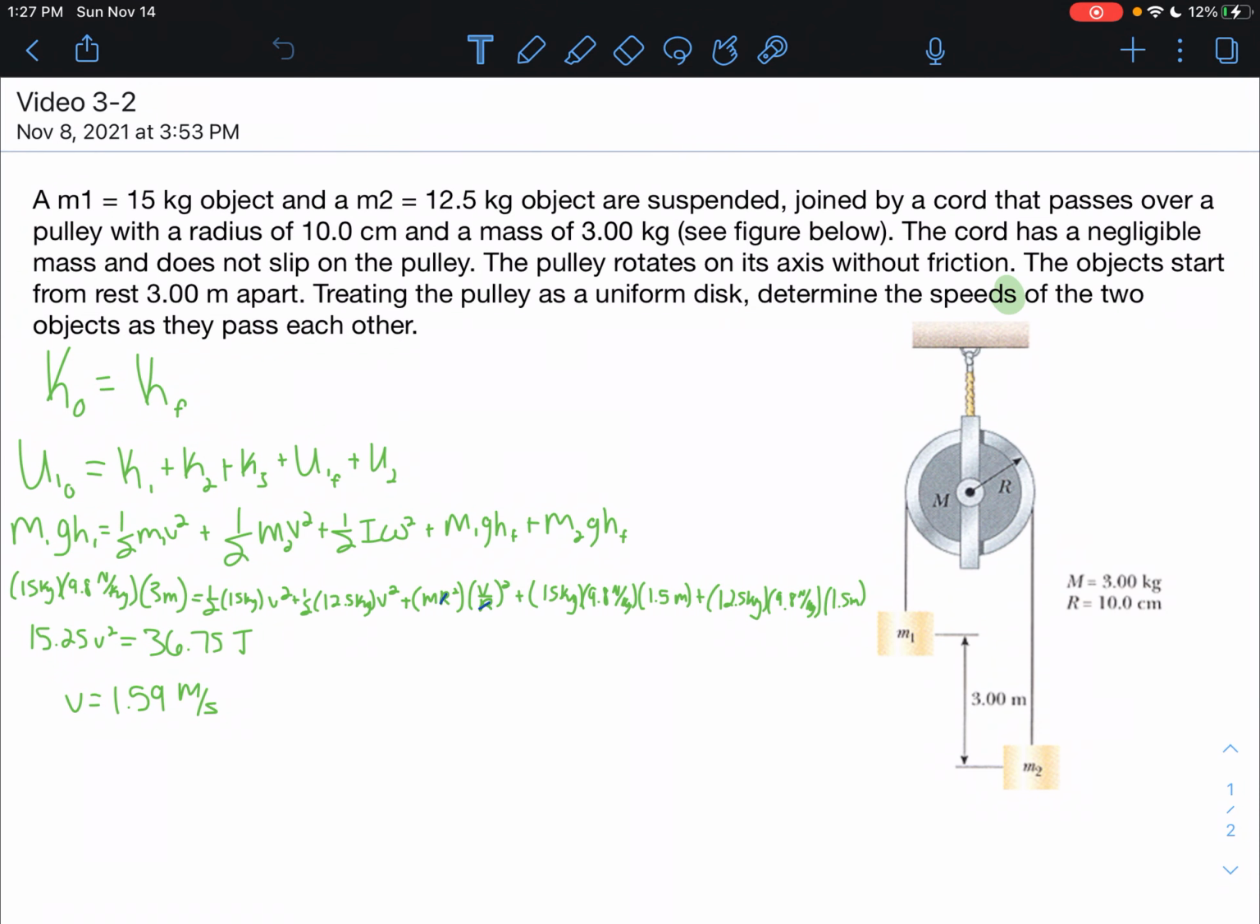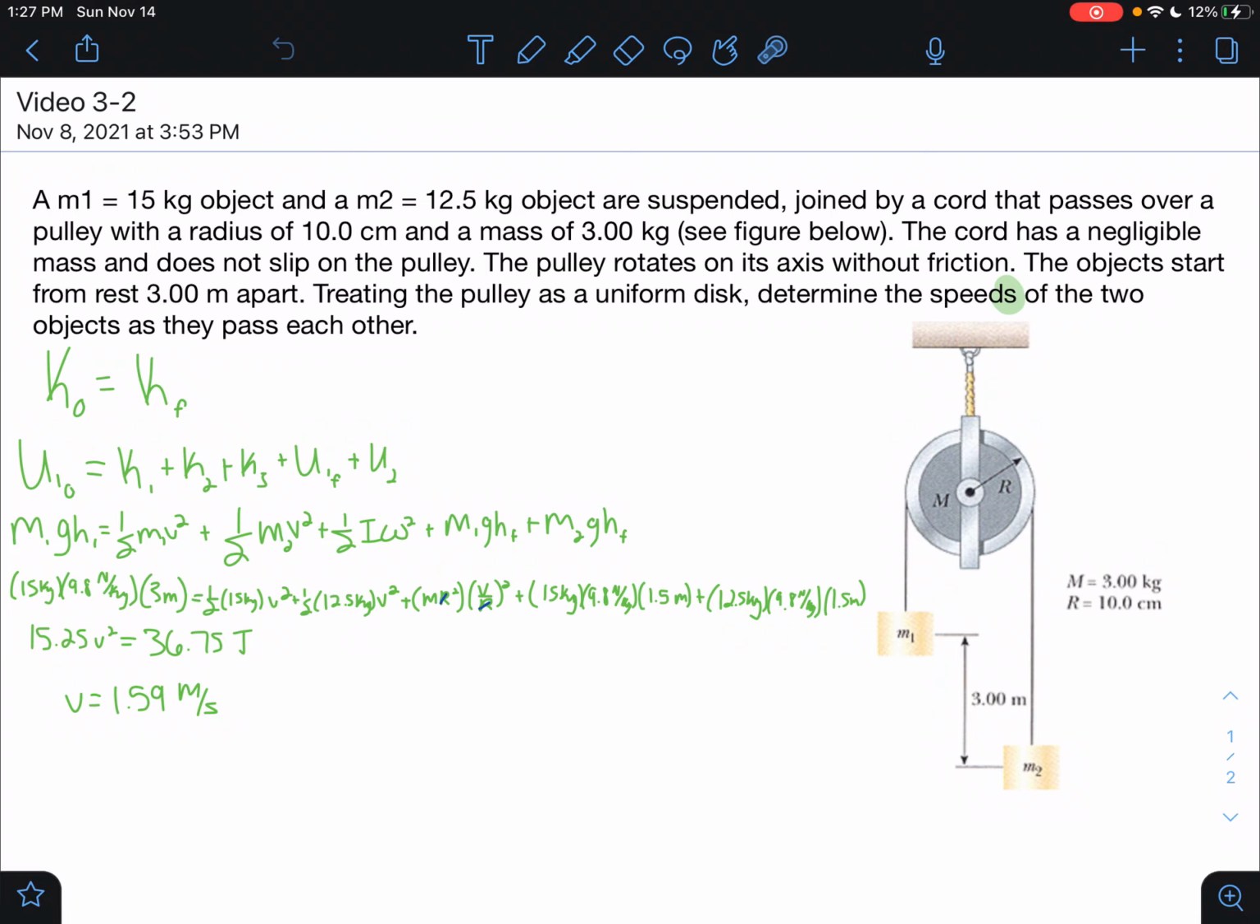Okay. A 15 kilogram object and a 12.5 kilogram object are suspended, joined by a cord that passes over a pulley with a radius of 10 centimeters and a mass of 3 kilograms. The cord has a negligible mass, it doesn't slip, there's no friction. They start from rest 3 meters apart. Treating the pulley as a uniform disc, determine the speeds of the two objects as they pass each other.